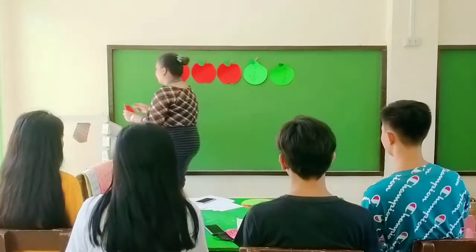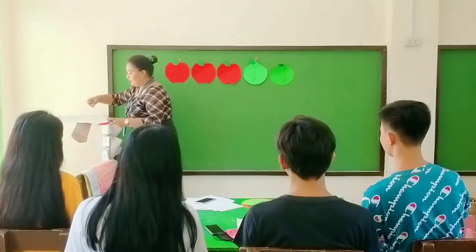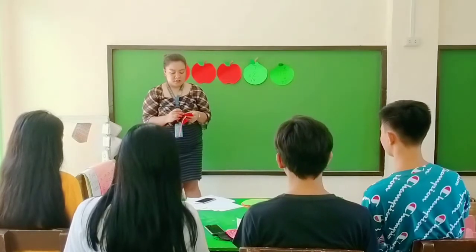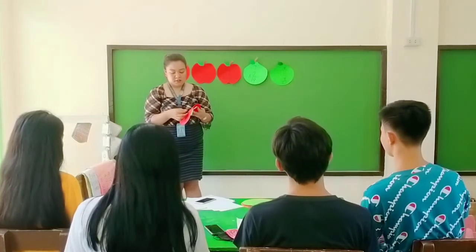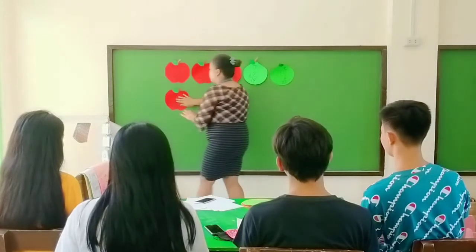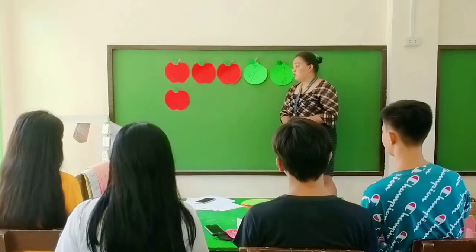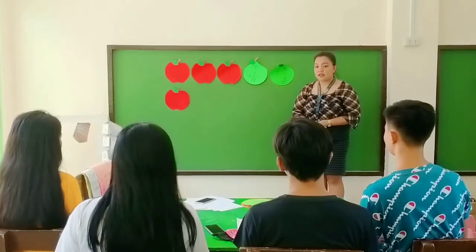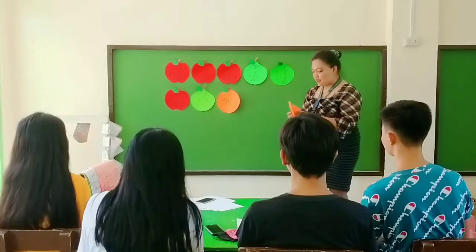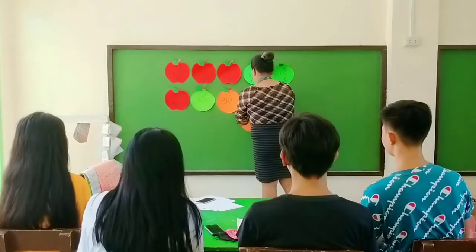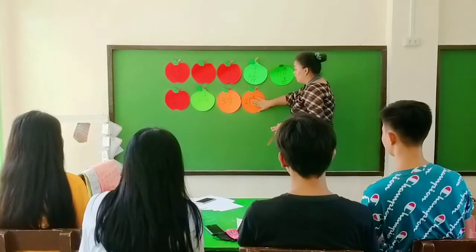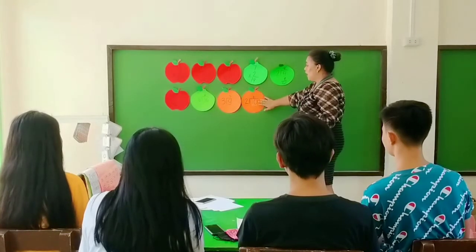Okay, this one is for group 2. 6 times 4 is equal to 24. Is that correct? Yes, Ma'am. Okay, very good. Next is 10 divided by 2. Oh. Is that 5 or 1?